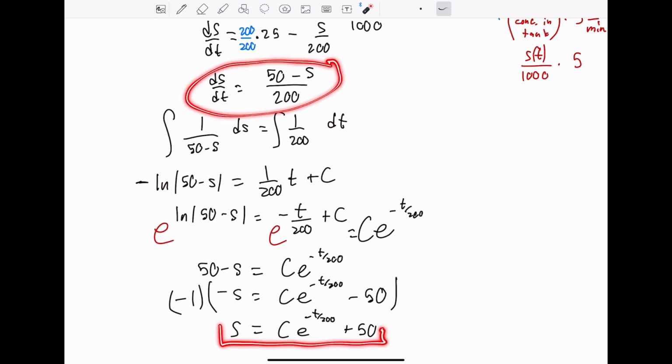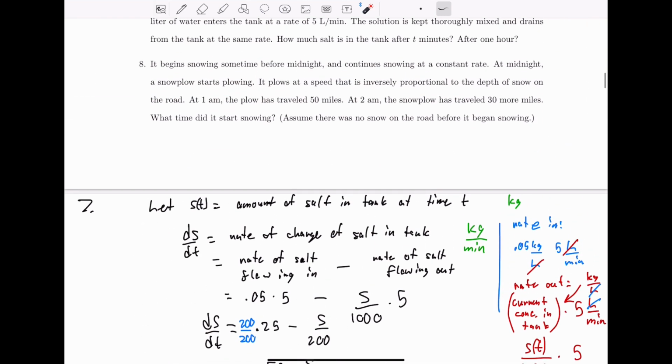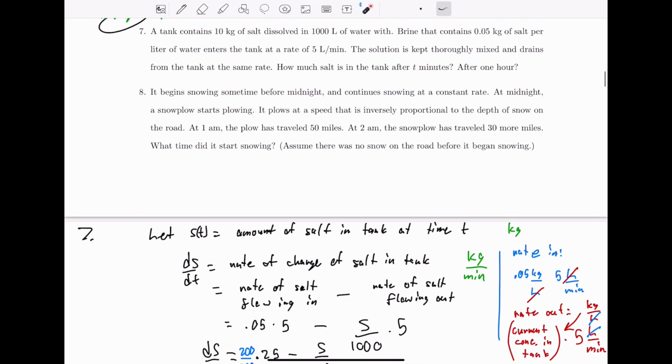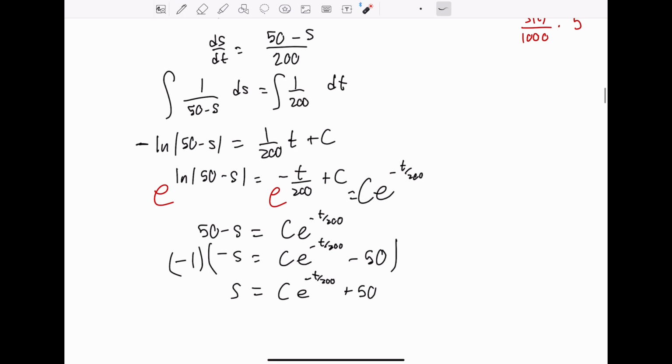So what we can do now is find the particular solution by using one more piece of information. There's one piece of information in the problem that we haven't seen yet. Let's see if we can find what that is. It's this right here. Initially, here is the amount of salt in the tank. S of 0, the amount of salt at time 0, is 10. So we can use that fact to solve for our arbitrary constant in the general solution.